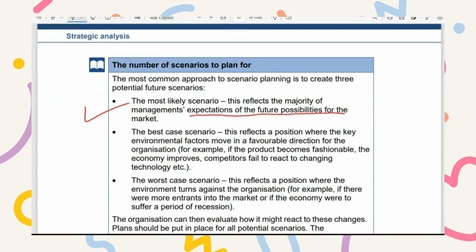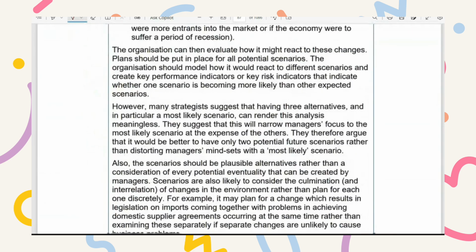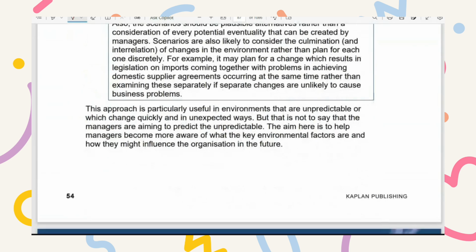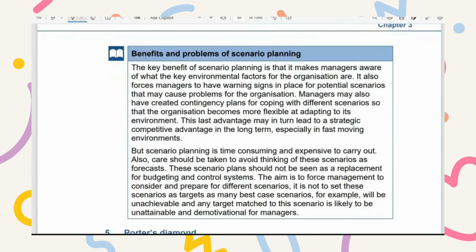Types of scenario planning: the most likely scenario plan reflects the majority of management expectation of future possibilities for the market. The best case scenario and the worst case scenario, an example is also there. It's a good bit. Benefits and problems of scenario planning, so just please go through them.